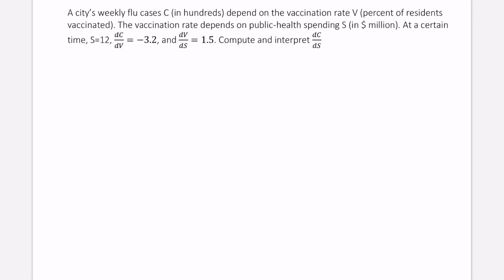So to put this in words, what is it that we want? We want the change in weekly flu cases. We want to examine how those weekly flu cases change with respect to changes in public health spending.